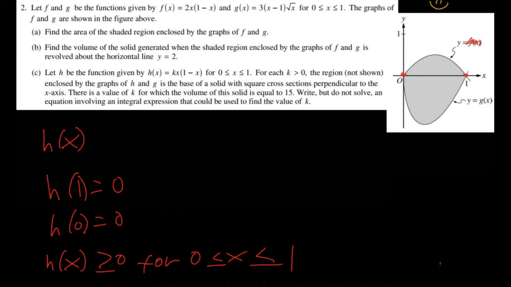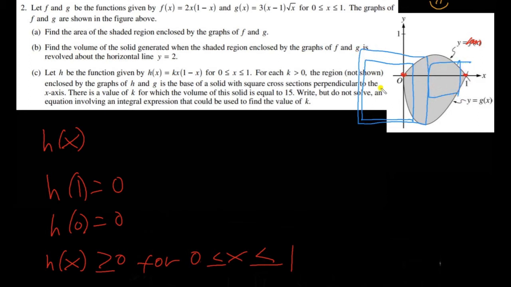Okay, so now what are we doing? So we have this region h, and we're drawing square cross sections, right? So what's going to be the length of those cross sections? For example, this is going to be one cross section. This is going to be one square cross section. This is going to be another square cross section. This is going to be another square cross section.